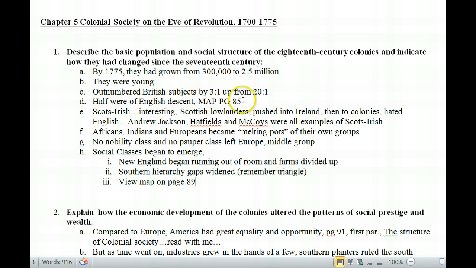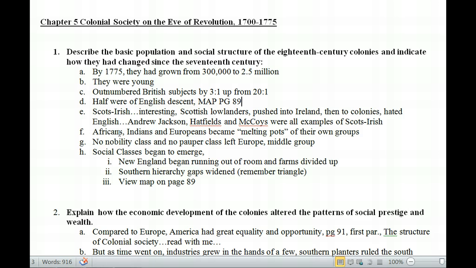Look at the map on page 89. So it's not just the English by now. So we see certain groups come along and they play their part in history. The Scots-Irish, they're not Irish. They are not Catholic. They are Presbyterian, and they are more closely linked to the English, though they had some hatred of the English. But just know when the Irish come over that they're different. So they're pushed into Ireland, but they're not Catholic. Andrew Jackson was one of them. They're a fiery kind of group. At least their examples in history are Hatfields and McCoys.